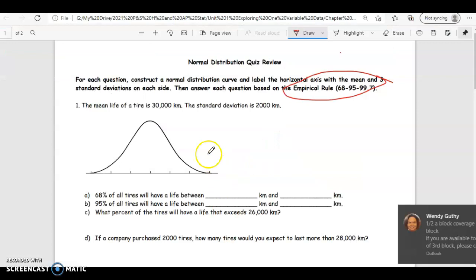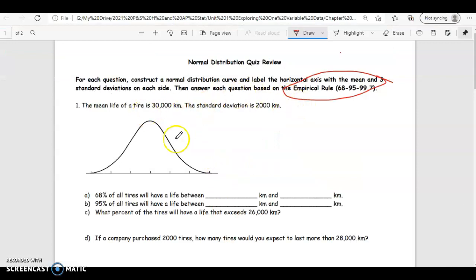So let me go back to the practice quiz. You're supposed to use empirical rule for questions 1 and 2. So let's just do question 1. The mean life of a tire is 30,000 kilometers. The standard deviation is 2,000 kilometers.